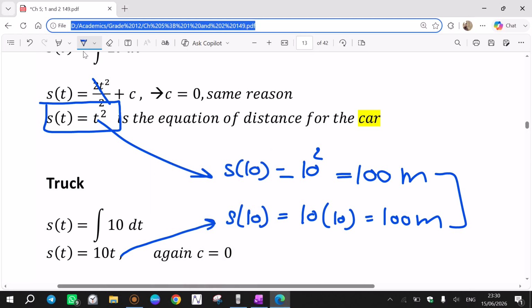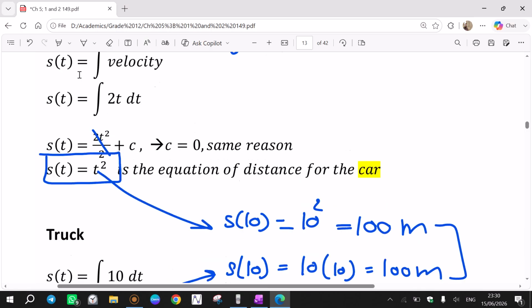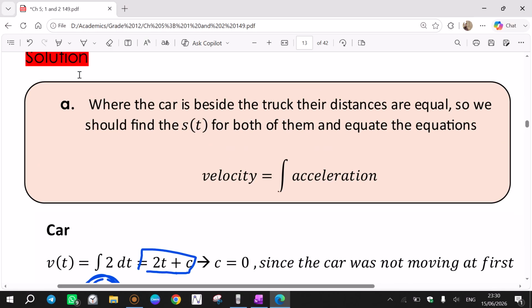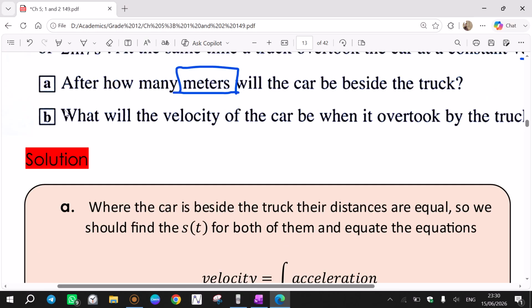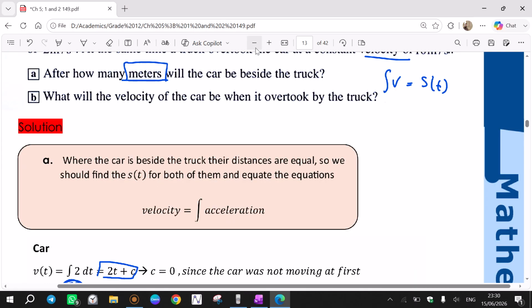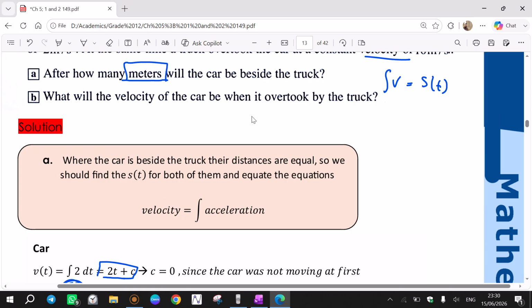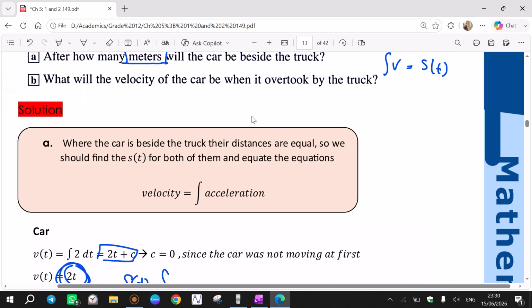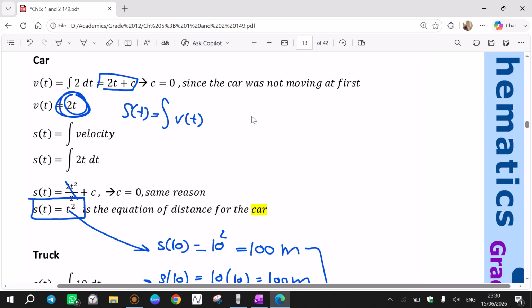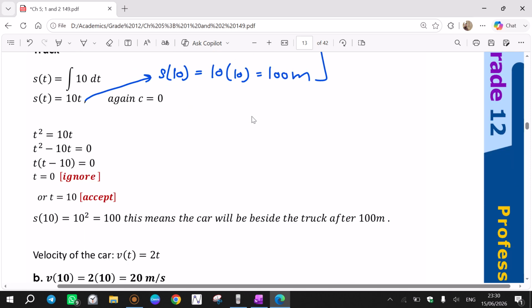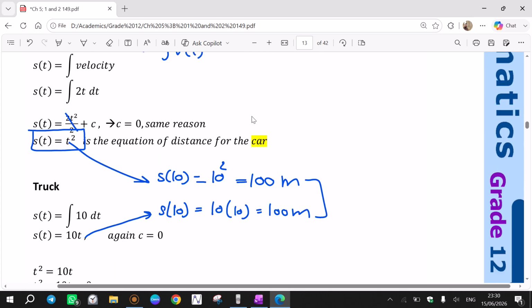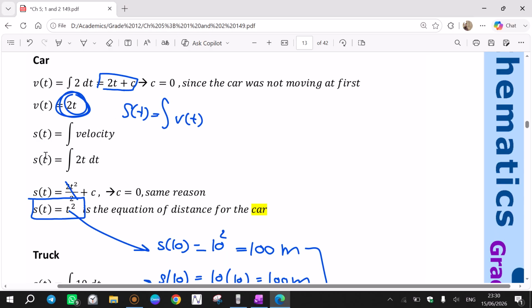All right. In part B, the question is asking what will the velocity of the car be when it's overtaken by the truck? To find the velocity of the car, we already have the equation of velocity of the car, which is right here, 2t.